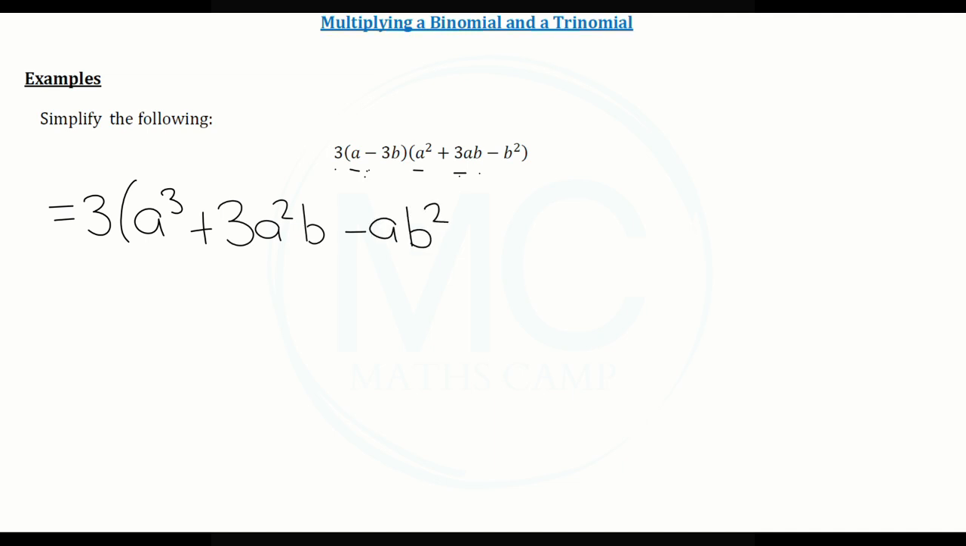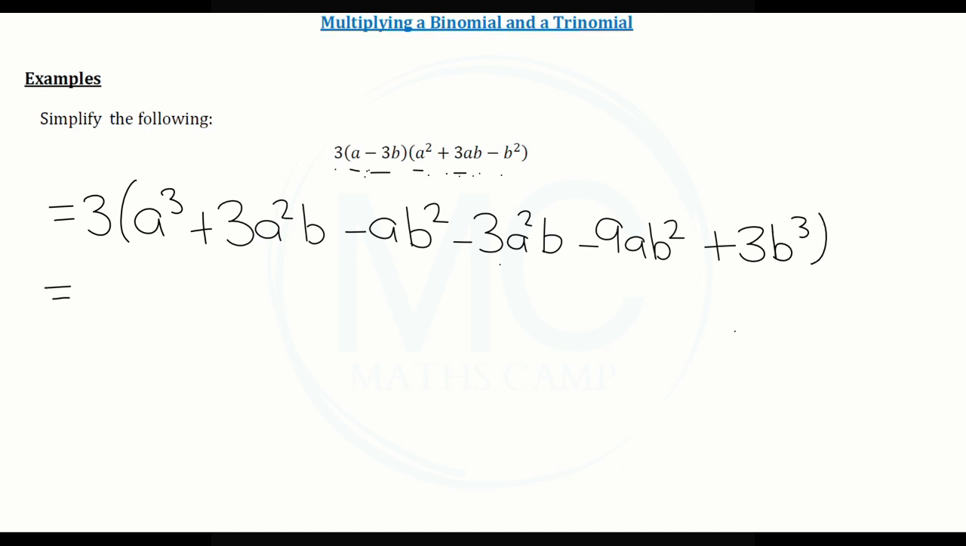Now let's multiply negative 3b by the terms in this bracket. Negative 3b multiplied by a squared gives us negative 3a squared b. It's always good to write your variables in your term in alphabetical order. Now we have negative 3b multiplied by 3ab, and we get negative 9ab squared. And finally, we say negative 3b multiplied by b squared, and we get positive 3b cubed.